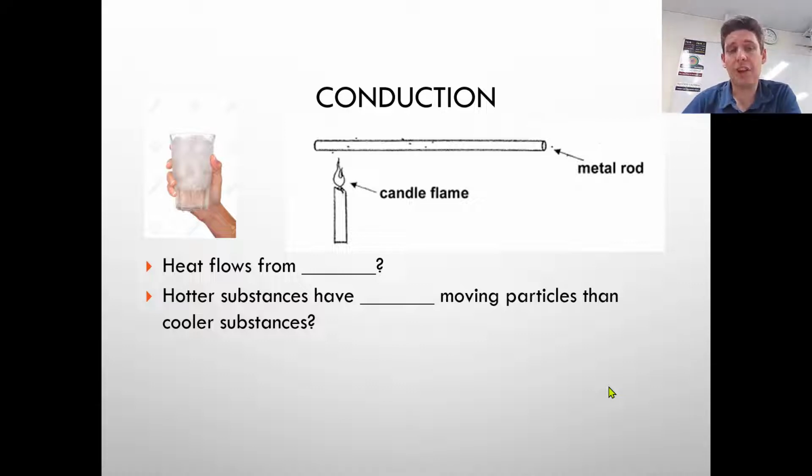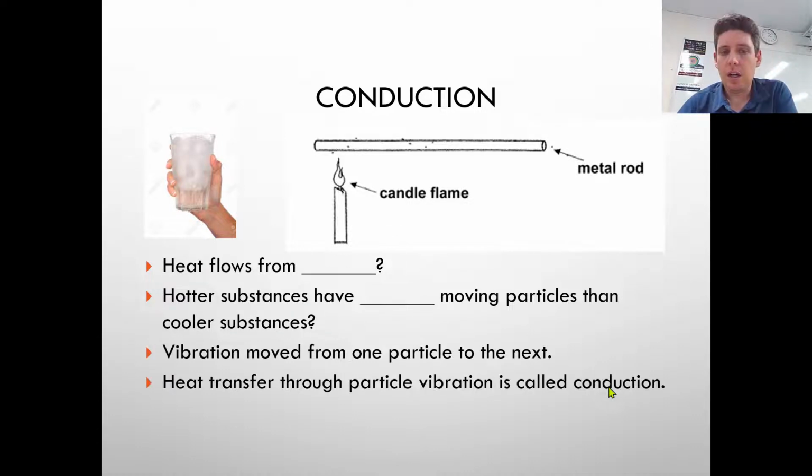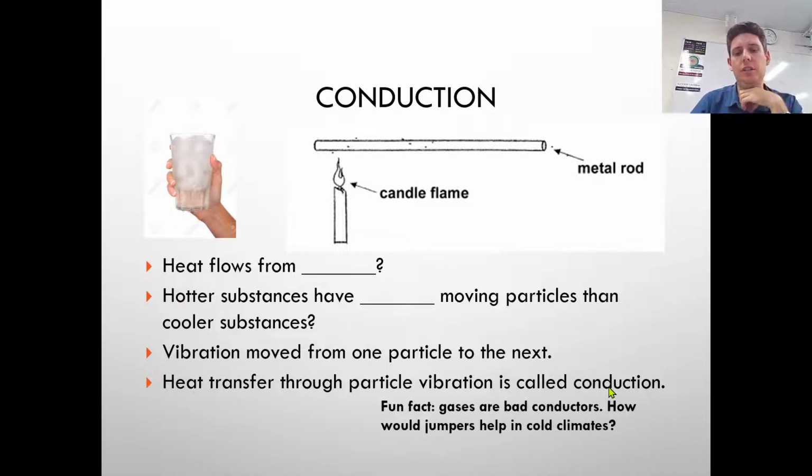Hotter substances have faster moving particles than cooler substances. You can think about this when you think about a thermometer. The particles are getting faster and faster as the thermometer heats up, so they're spreading out. Heat transfers through particle vibration, and something to really think about, gases are actually bad conductors, so air.